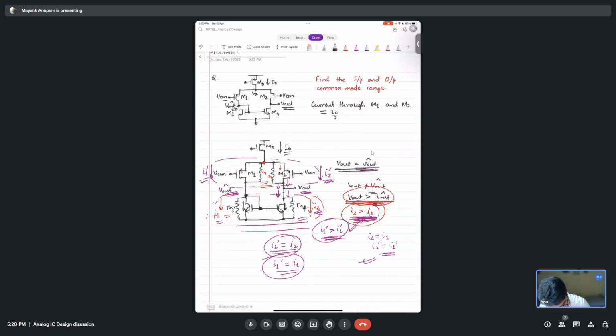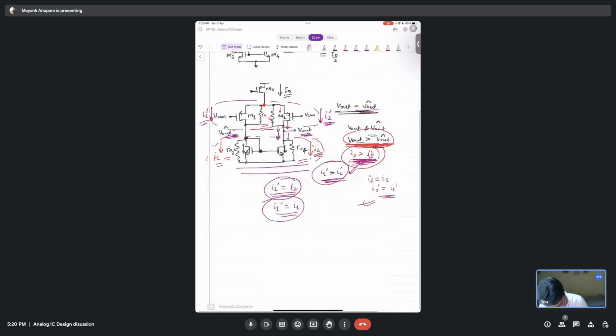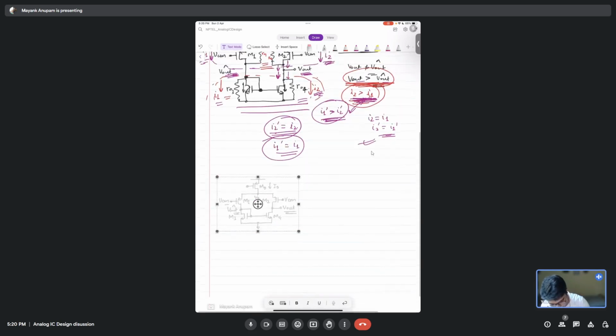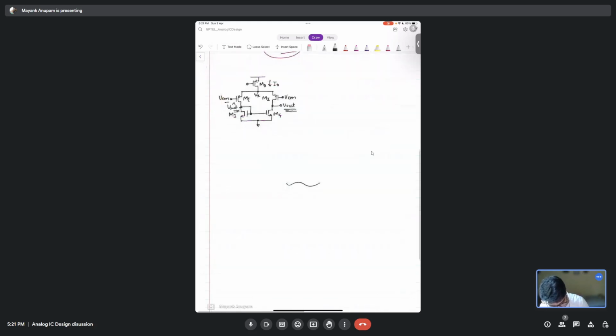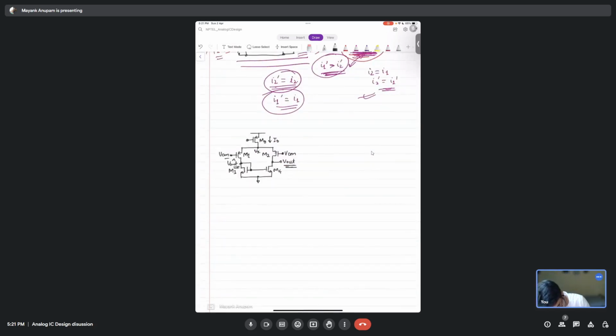Let's get back to the question. So I have to find now the... basically here, current I naught by 2 is flowing in each branch, and V out should be equal to output V out hat, right? Correct.